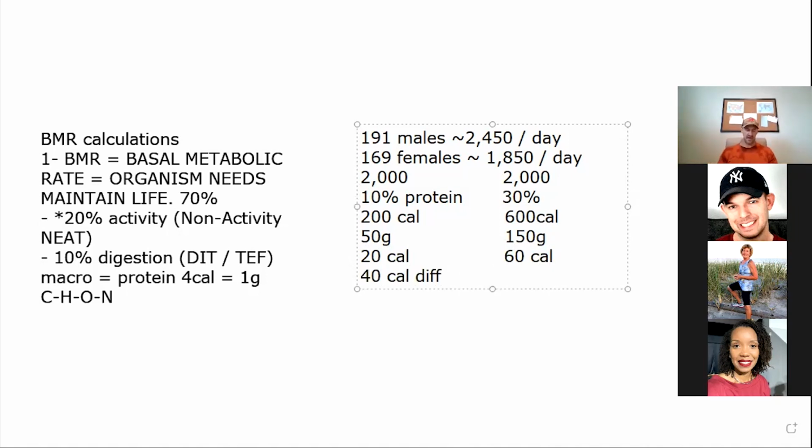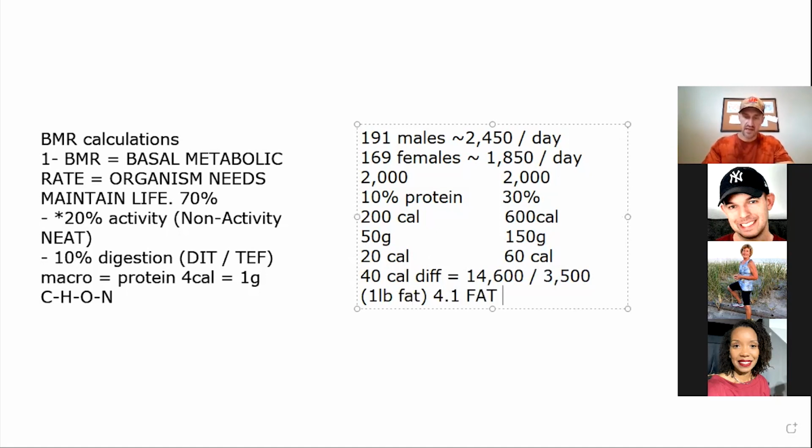But if you were to do that for a year, 40 times 365, that's 14,600. Divide that by 3,500. And why am I dividing it by 3,500? Because 3,500 is 1 pound of fat. It gives you 4.1.